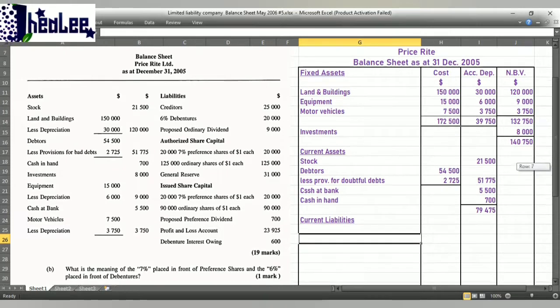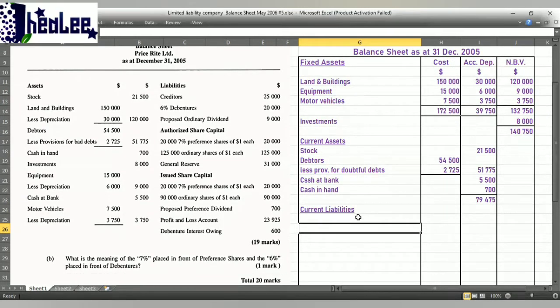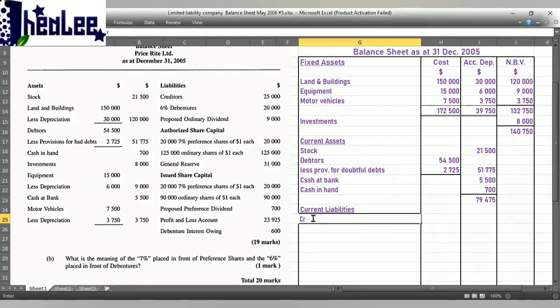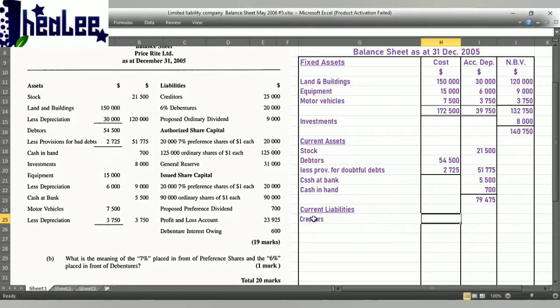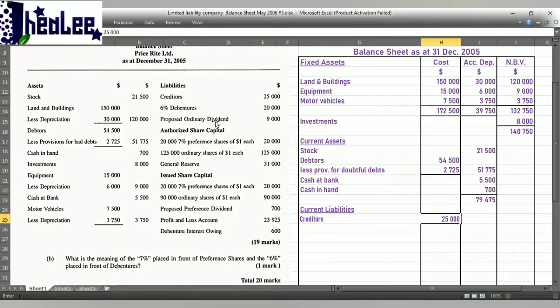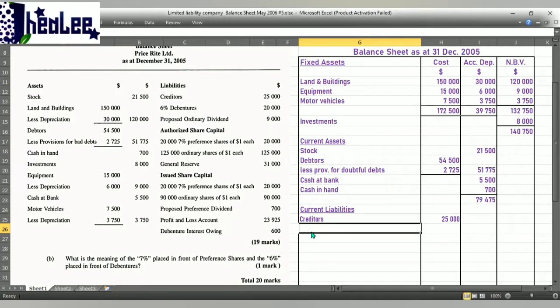Our next step now is to look at our current liabilities. And based on the question, we have creditors. So we're going to enter that. And our creditors value is $25,000. It's right here. We also have proposed ordinary dividend. Because it is proposed, it is owing. So that is proposed ordinary dividend. And that is a current liability.